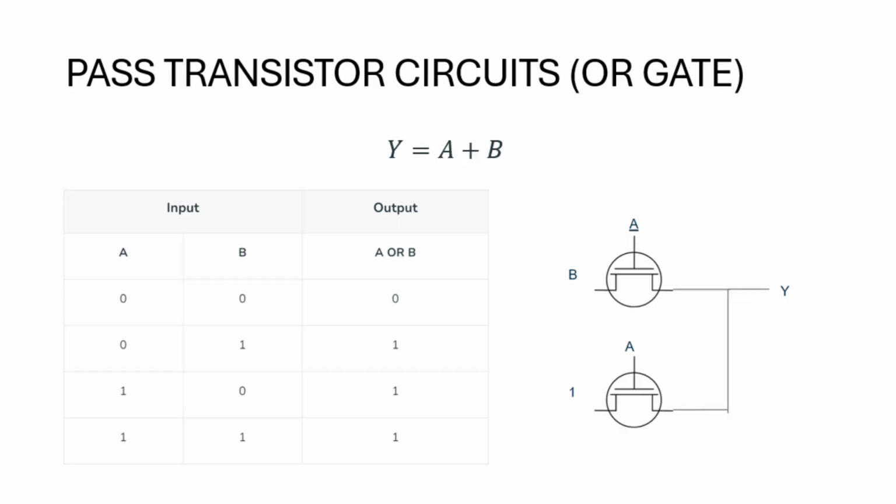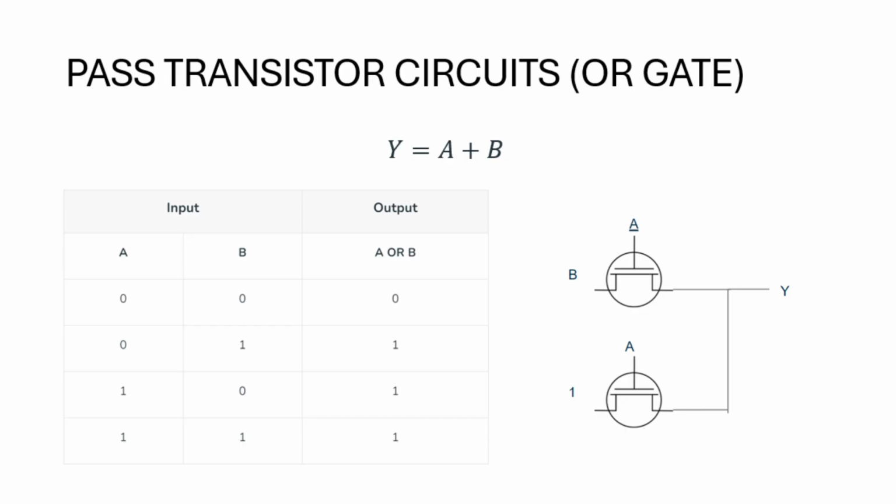Now let's quickly discuss the OR gate. An OR gate has an output equation A plus B. Comparing it with the equivalent circuit of a 2x1 mux, we have the same circuit. But what about the inputs? The pass transistor circuit for the OR gate is represented on the right hand side.